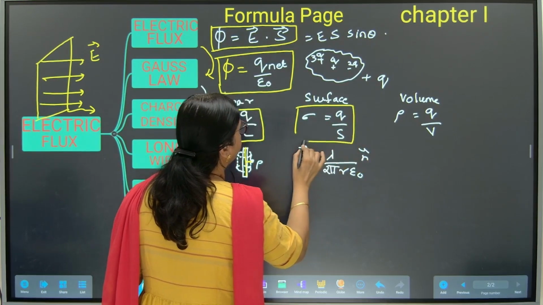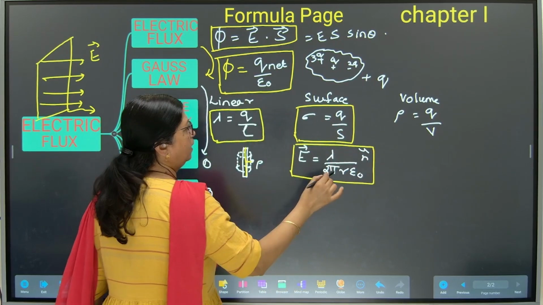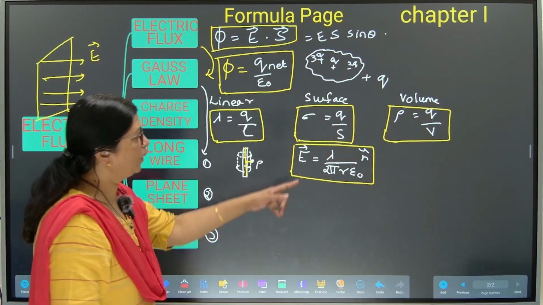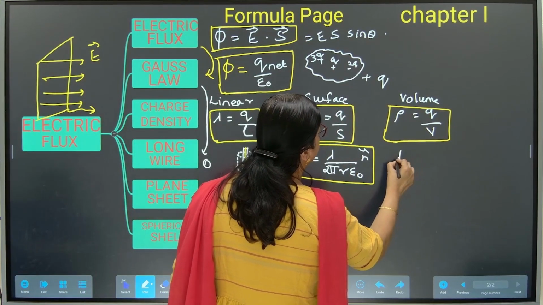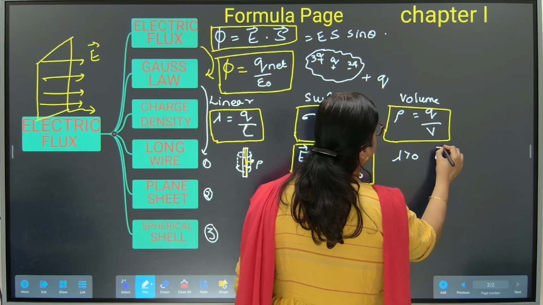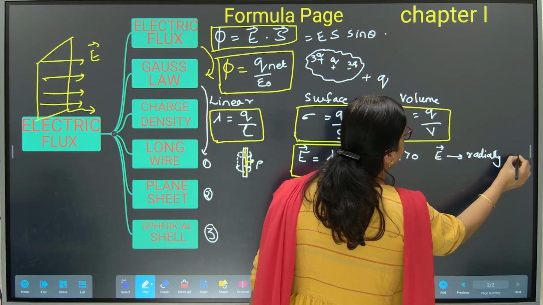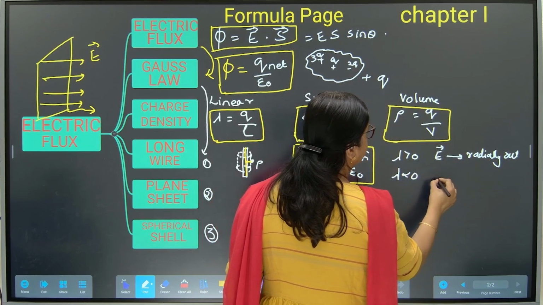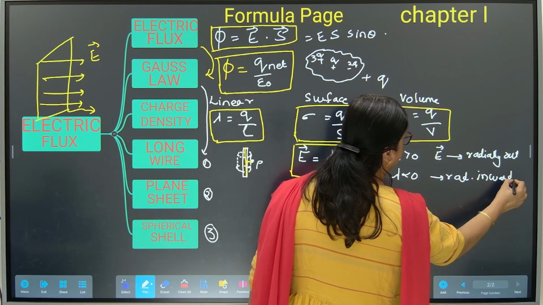Boxing on a page is very important so that those formulas are highlighted. Now n cap is the direction of the electric field, which is, if lambda is greater than 0, electric field is radially outwards from the wire. If lambda is less than 0, electric field is radially inwards towards the wire.